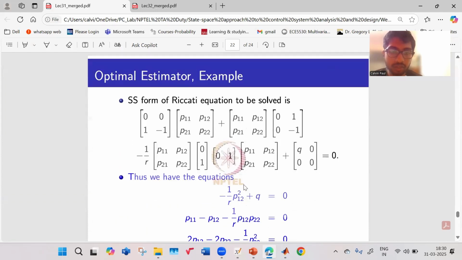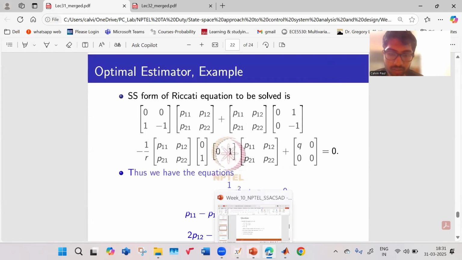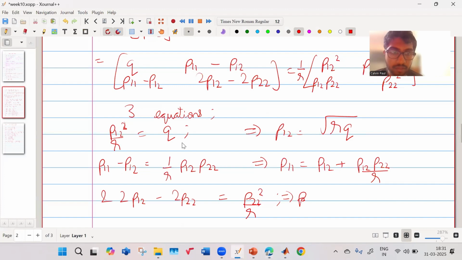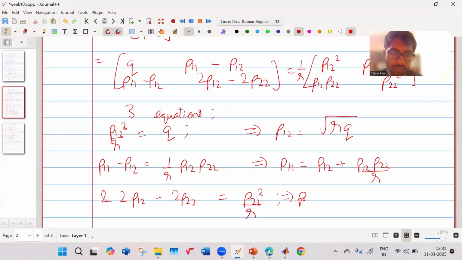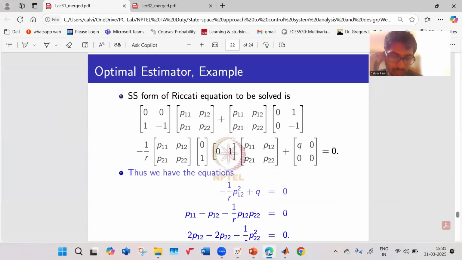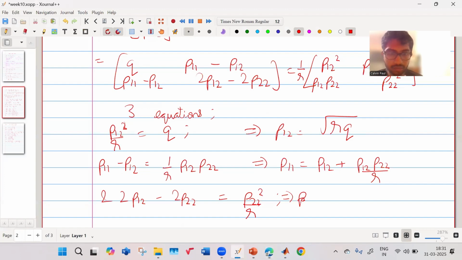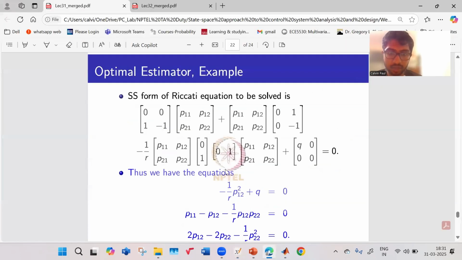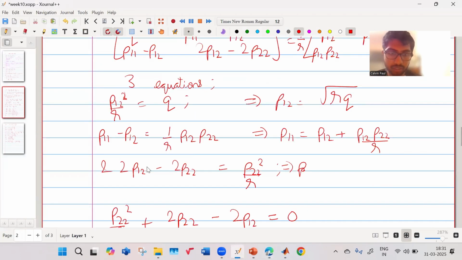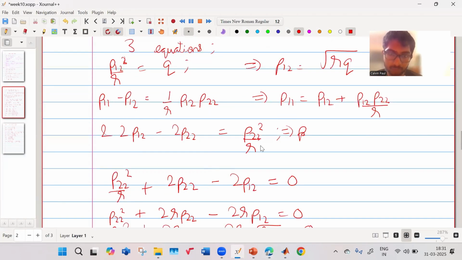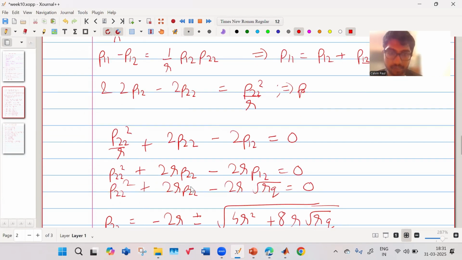So we got three equations. Let us see what they got. P12 square upon R equal to Q. They have got the same. Then P11 minus P12 is equal to P12 into P22 upon R. It is the same. And 2P12 minus 2P22 is equal to P22 square upon R. It is also the same.